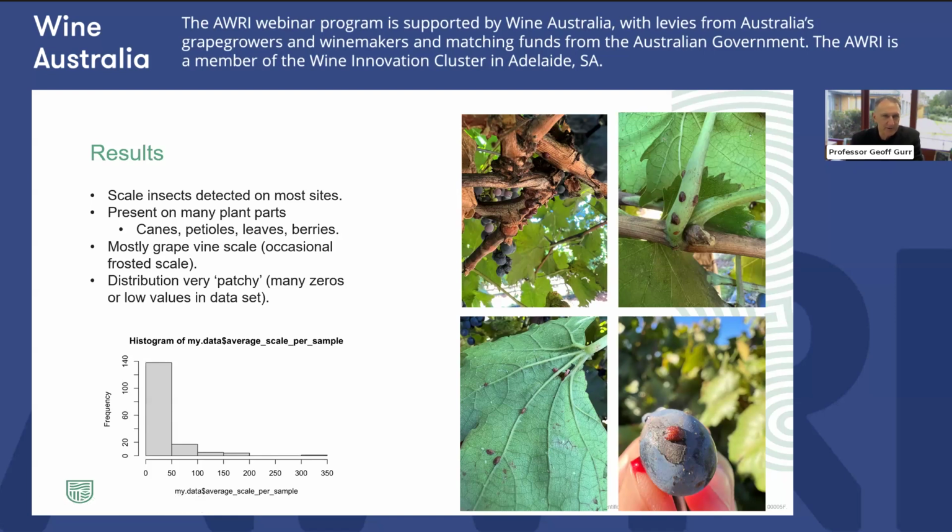And the vast majority of those visualized were grapevine scale, with occasional frosted scale detected. The distribution of scale in our focal vineyards that we sampled was extremely patchy, with many zeros in our data sets and many low values. And you can see that reflected here in this frequency distribution of our observations.